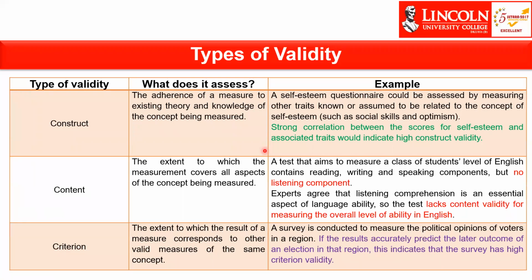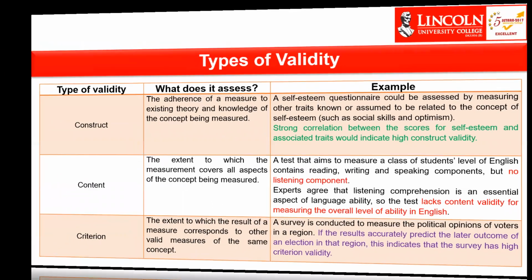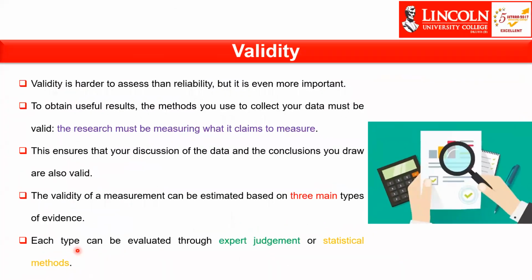We have three types of validity. We have construct, we have content, we have criterion. And even before this, here I mentioned that validity of a measurement can be estimated based on three main types of evidence. Each type can be evaluated through expert judgment or statistical methods.